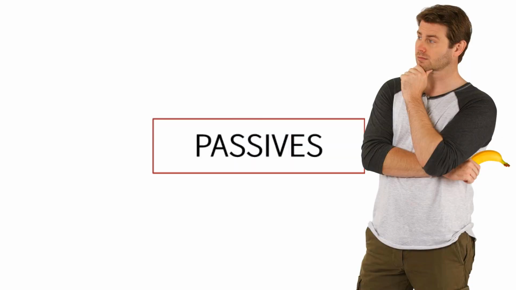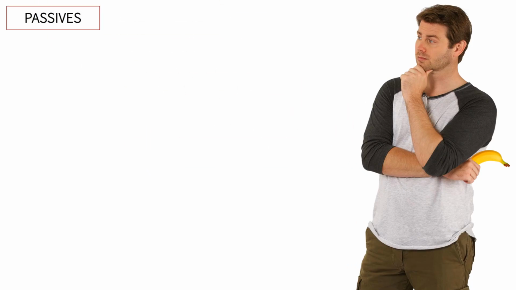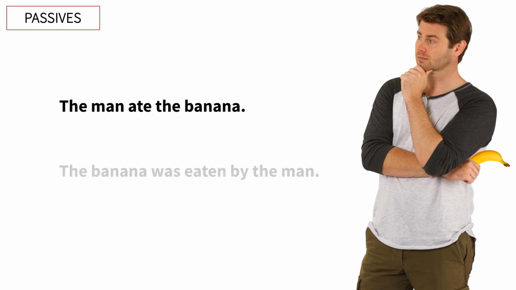In this video, we are going to introduce the concept of passive sentences. These sentences can be difficult to translate in many languages. Let's look at the following two sentences. The man ate the banana, and the banana was eaten by the man.